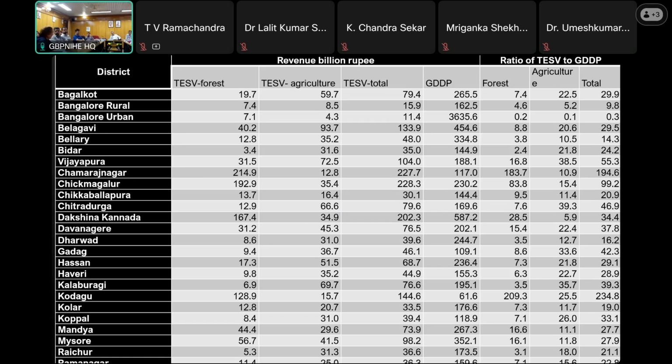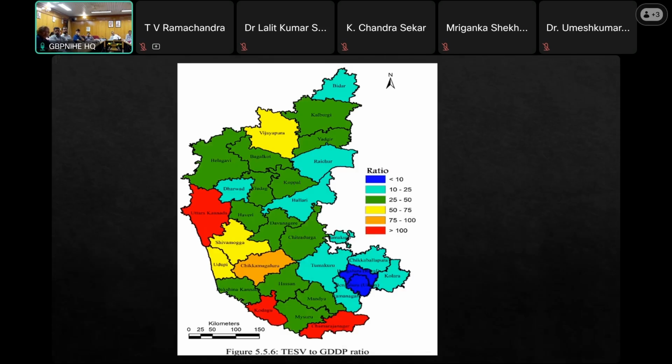Now, this undervaluation is also costing the district. Whatever revenue comes in, 10% of it is given back to the district for developmental activity. Now, 10% of 180 crore versus 9,000 to 15,000 crore, you can see that. That is what we did, and we also showed the share of this. In the Western Ghat districts, the ratio of TSV to the GDP for the forest is 209, which means a large-scale undervaluation is happening. And this gives the TSV to GDP ratio.